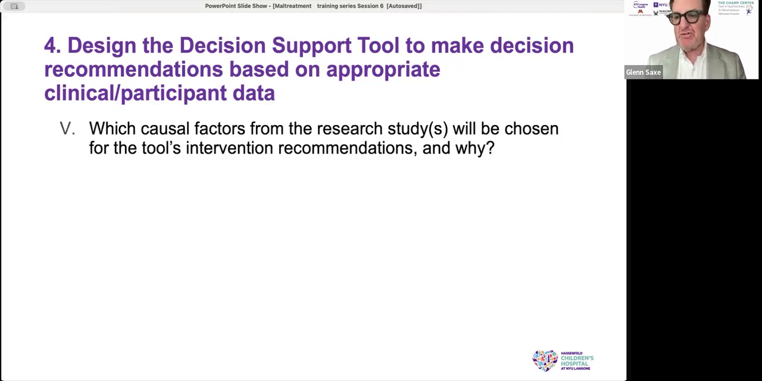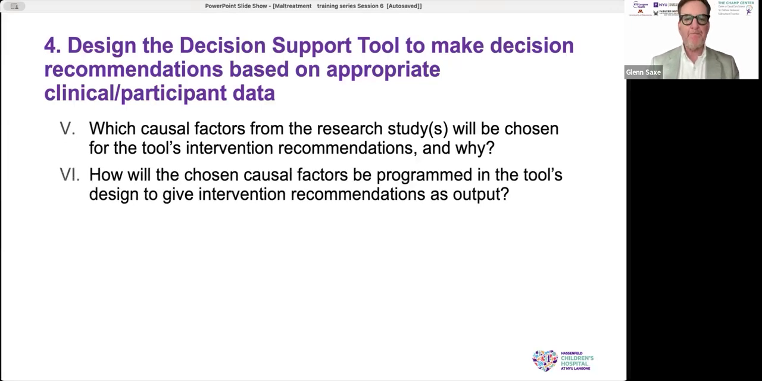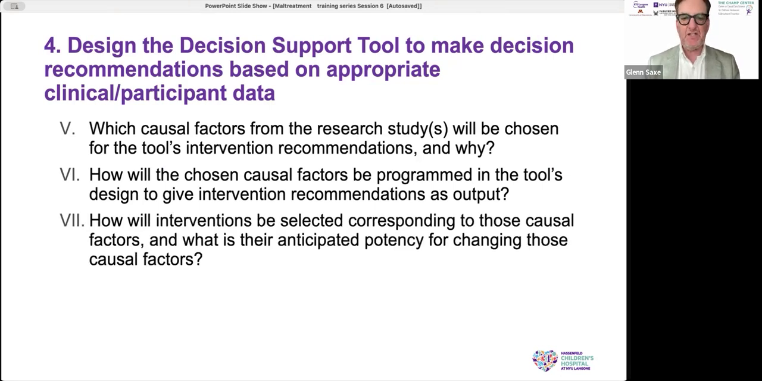You're going to have to choose causal factors. Which ones would you choose and why? And then there's going to need to be a decision on how programmed, how different ones might fit together. Now, this is based on a causal model that you would have, but there's all kinds of specific decisions that go into that.